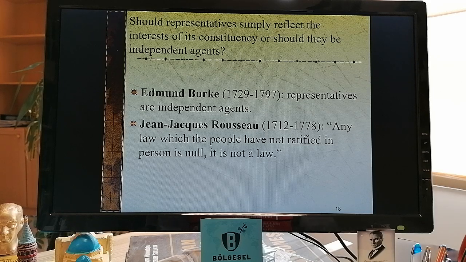One question is, should representatives simply reflect the interest of its constituency, or should they be independent agents? For example, there are significant scholars in history talking about representative democracies. Edmund Burke says that representatives are independent agents. Jean-Jacques Rousseau says that any law which the people have not ratified in person is null. It is not a law.